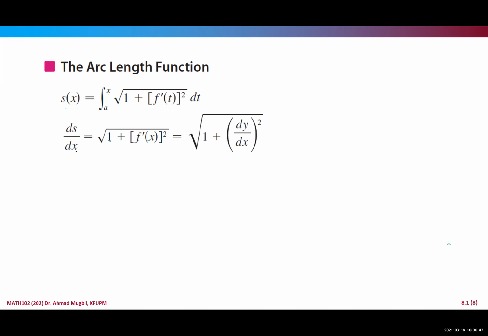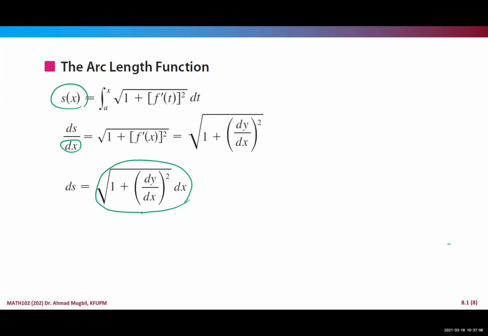This should remind you, let's multiply both sides by dx, because this is a differential. If we multiply both sides by dx, look what we will have: ds, where s is the arc length function, equals the square root of 1 plus dy/dx all squared, dx. I think you can remember what this is. Did you notice? It is the integrand of the arc length. When we calculate the arc length, this is exactly what we have there.